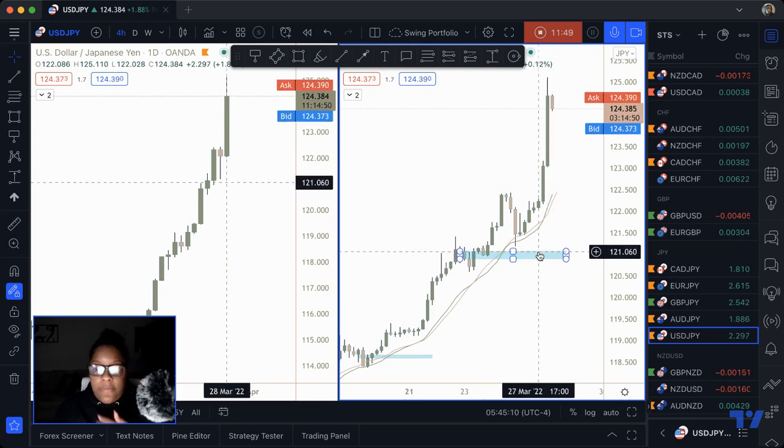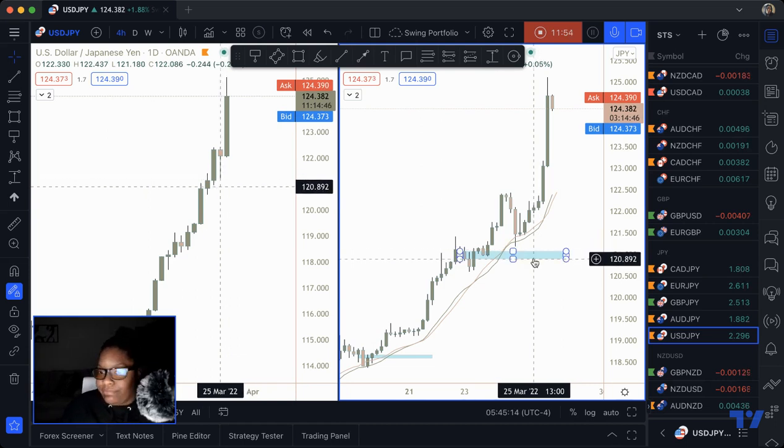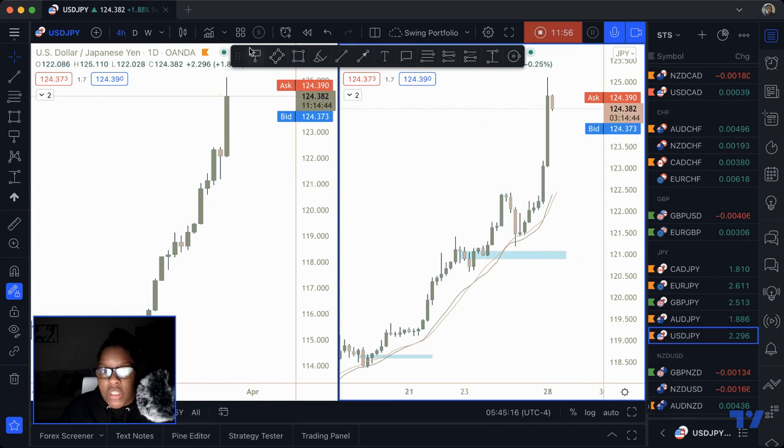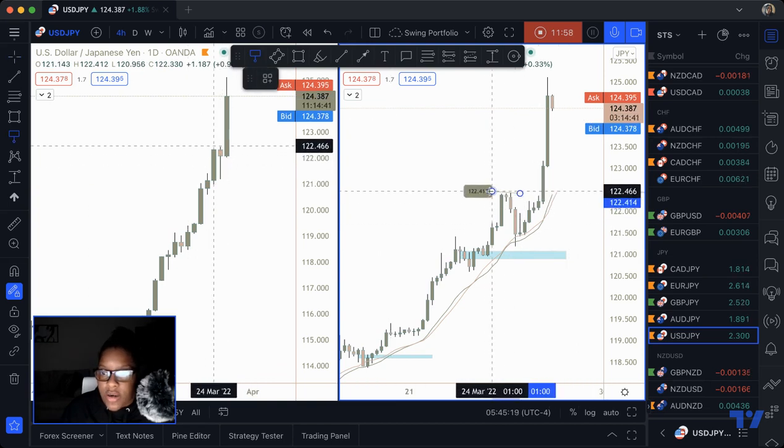As you guys can see, she almost reached it. She almost reached my zone, but it was no bueno. She didn't reach it. So now I just got to update this price chart.